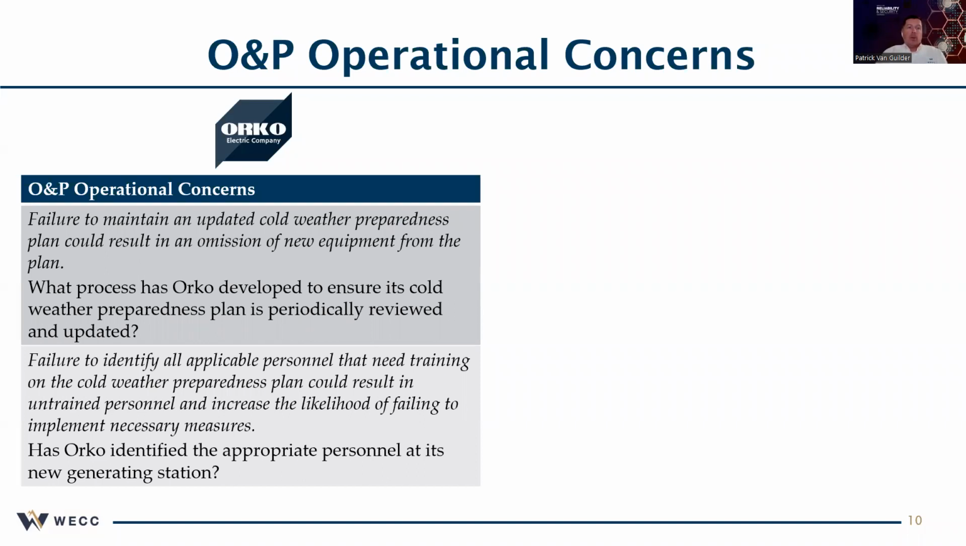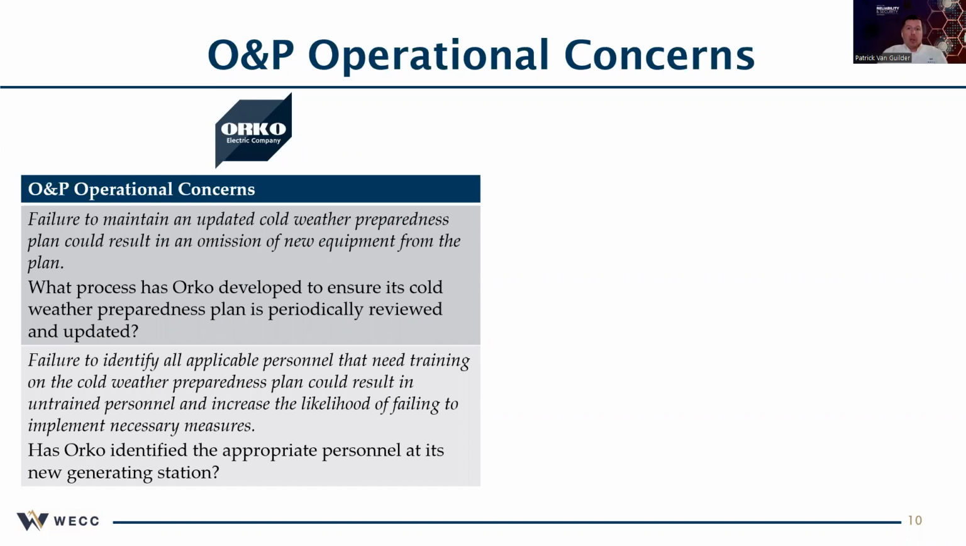For Orco, we had one that said failure to maintain an updated cold weather preparedness plan could result in the omission of new equipment from the plan. So this is relating to the new EOP 11 requirements 7 and 8. And part of our concern here is we want to understand what process Orco has developed to ensure its cold weather preparedness plan is periodically reviewed and updated to make sure it's complete.